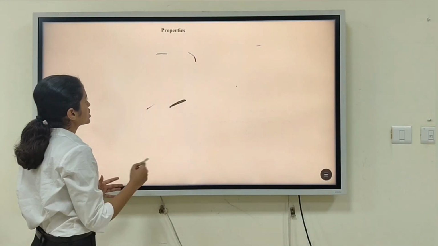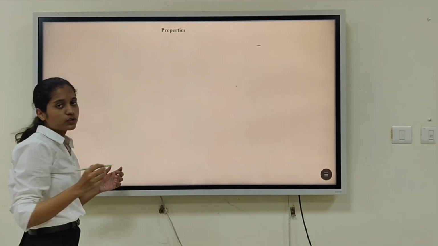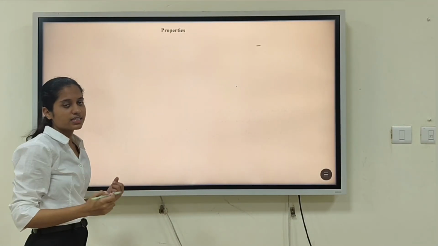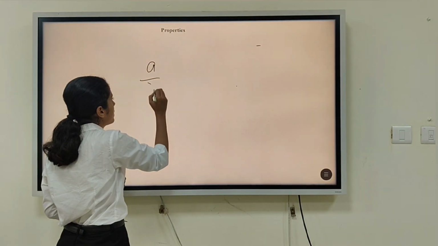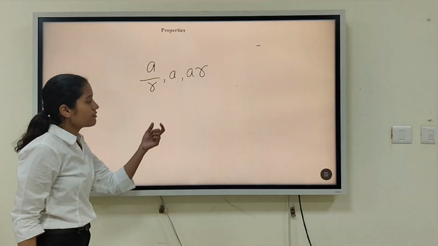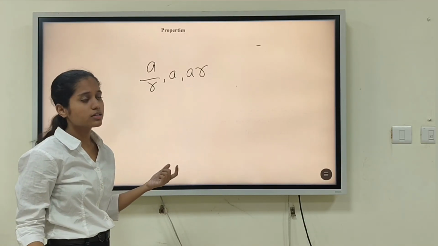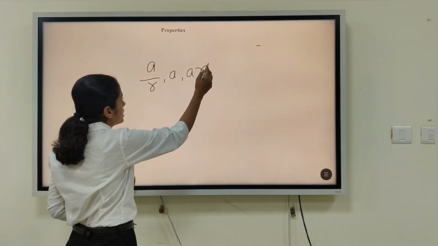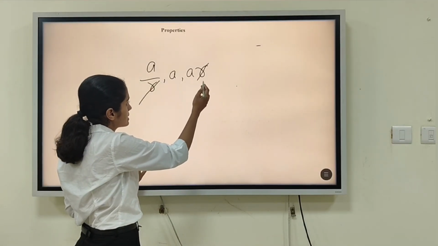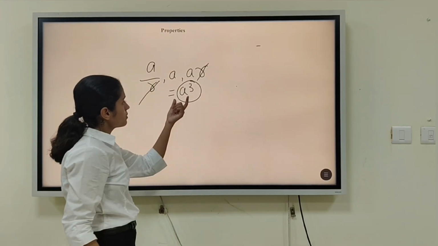Now moving to the next property of geometric progression: if you have to take 3 numbers which are in GP, then for making your calculation easy, you will take them as a by r, a, ar. Because if it is given that the product of these 3 terms is equal to 27, you can simply cancel this and you will get your equation in one variable only.